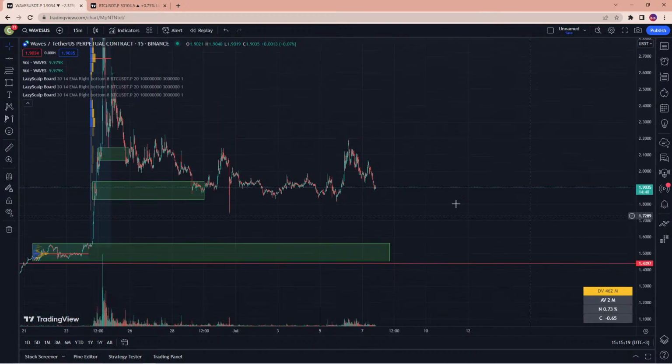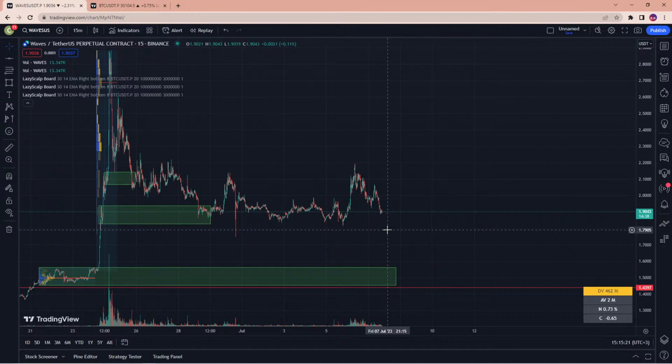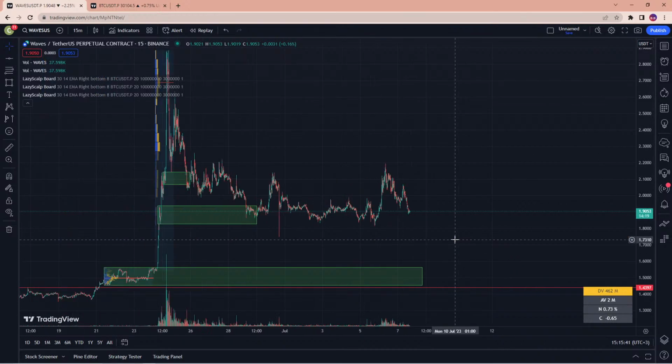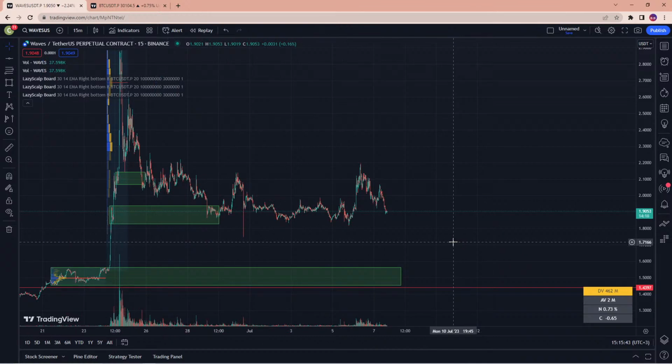That's enough, I think. We talked about the three elements: horizontal levels, vertical volumes, and the Lazy Scalp board indicator, the volumes indicator. I think now it's clear. It's quite simple to use, and I really hope it will enhance your trading quality.